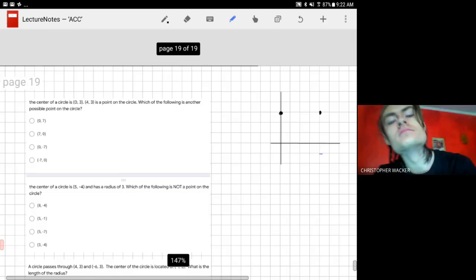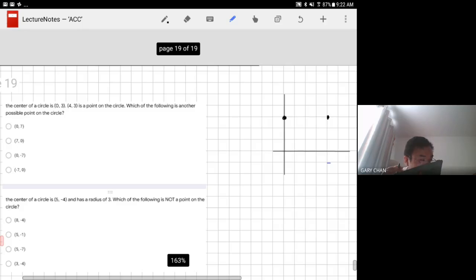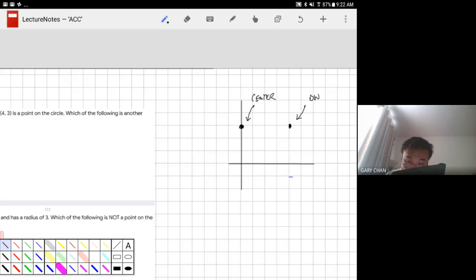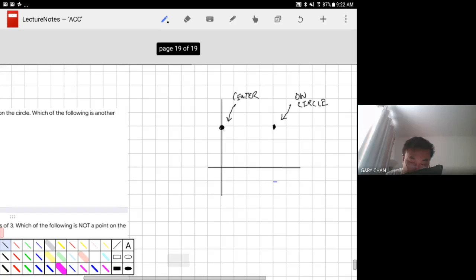The question is asking which of the following is another possible point on the circle. Let's try to draw the circle. This is the center, and this is a point on the circle. What's the length of the radius? 4 units. So from the center, I'm going to go 4 units up. But I also need to go 4 units in which other direction? Left. I need to go 4 units to the left.